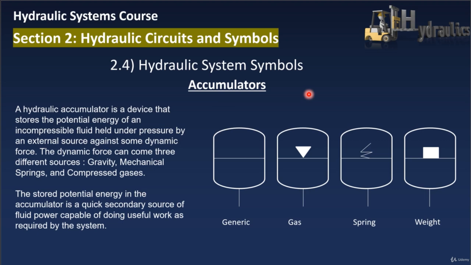Accumulators. A hydraulic accumulator is a device that stores the potential energy of an incompressible fluid held under pressure by an external source against some dynamic force. This dynamic force, which is responsible for holding this pressure, varies in type. We have three common types here: using gas, a mechanical spring, or sometimes weight. The stored potential energy in an accumulator is a quick secondary source of fluid power capable of doing useful work as required by the system.